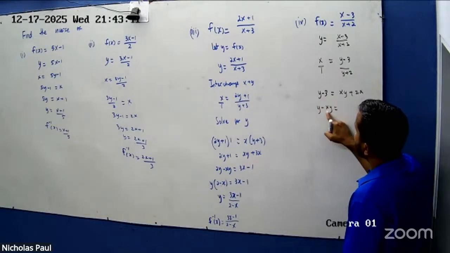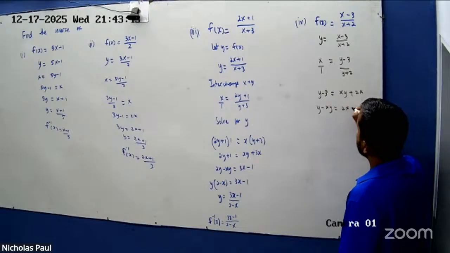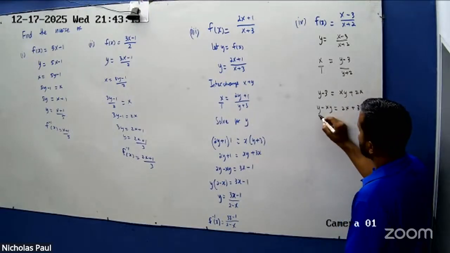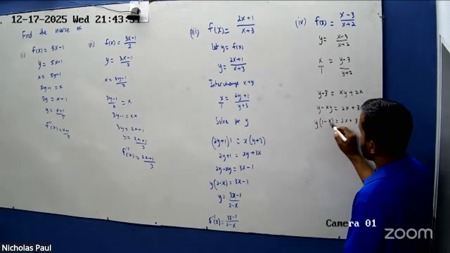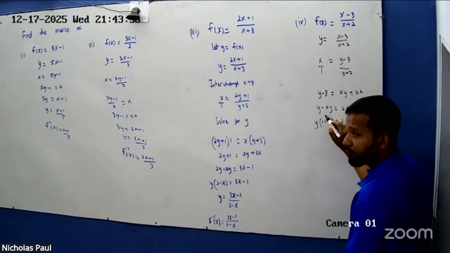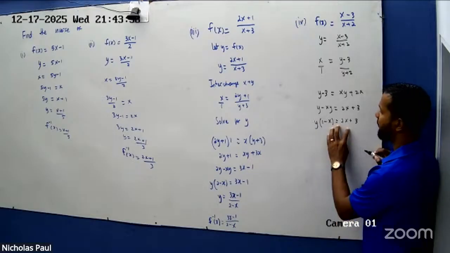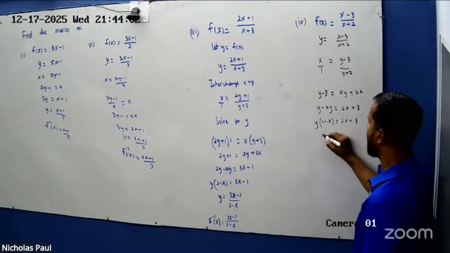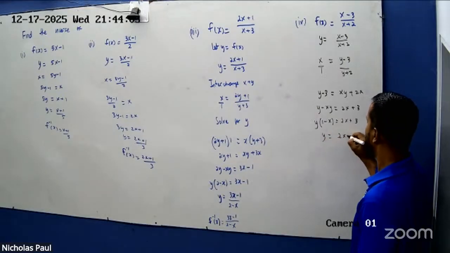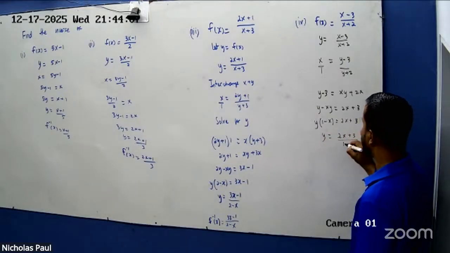Bring the y on this side and bring the number on this side. Next, factor out y. You'll get 1 minus x, 2x plus 1, 2x plus 3. Please remember, multiply this back and make sure you get this, right? Always make sure that you can go back from here to here. And then carry across the 1 minus x. So you'll get 2x plus 3 over 1 minus x.